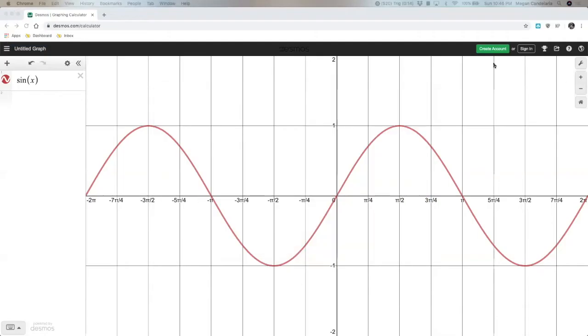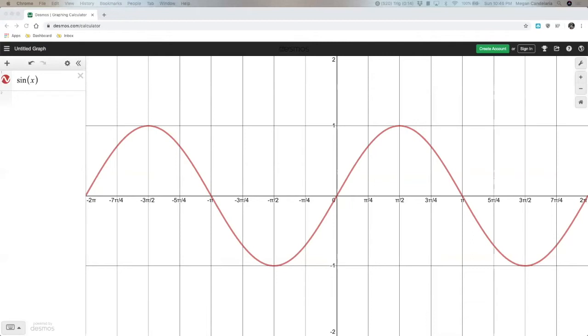All right, so I want to talk a little bit about our inverse trig functions, and I'm going to use Desmos to do it. That way you don't have to look at my terrible pictures. So you should be seeing Desmos now, and the first inverse trig function that we're going to talk about is sine.